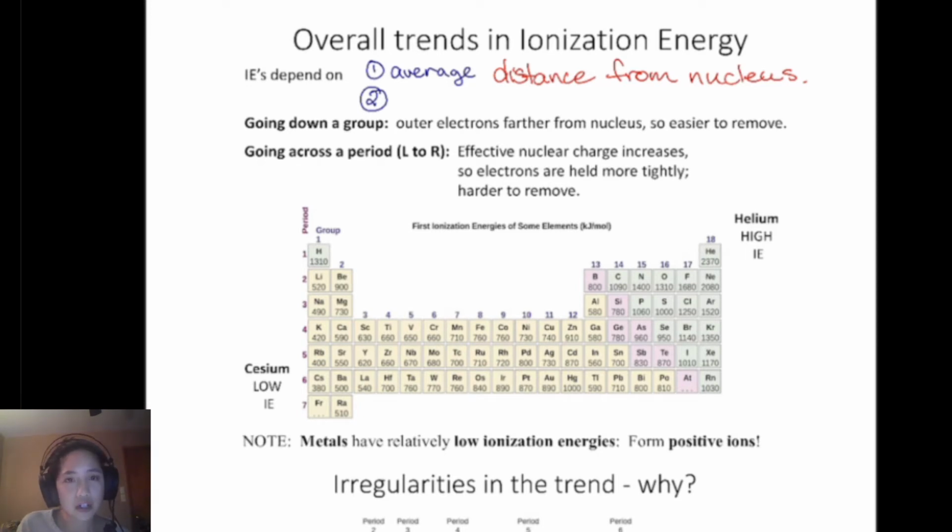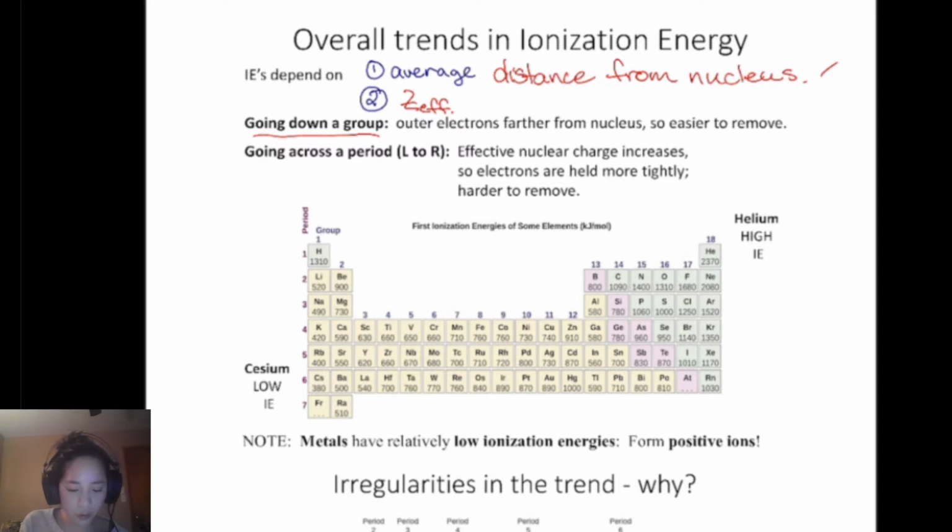And ionization energy also depends on Z effective, so effective nuclear charge. So in general, if we put these things together, we already talked about ionization energy that we know going down a group, the outer electrons, it becomes easier to remove an electron. So it has a lower ionization energy, and that is because of our first dependency here, average distance from the nucleus. The outer electron is further away from the nucleus, so it's easier to remove.